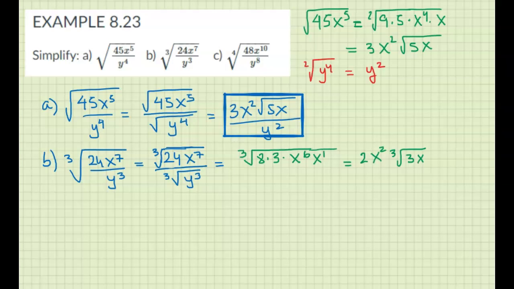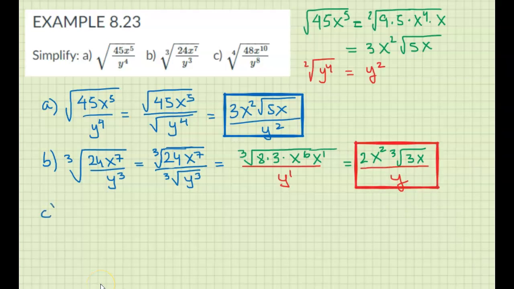Alright. Now on the bottom, we have cube root of 8 y to the 3. 3 divided by 3 is 1. So this is just y to the 1. So we're just going to write y here. Alright, and this is our answer.